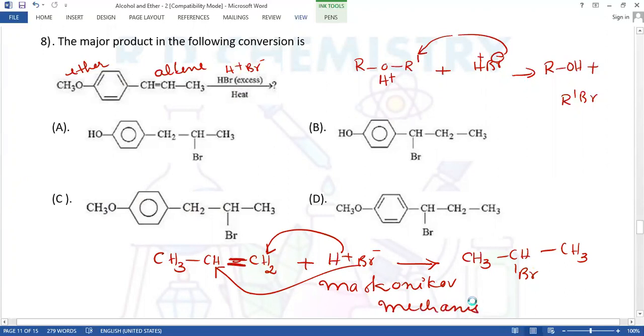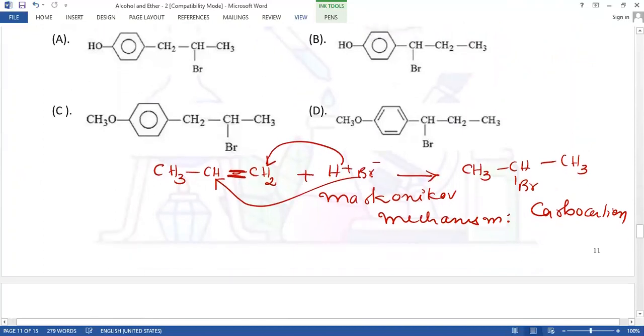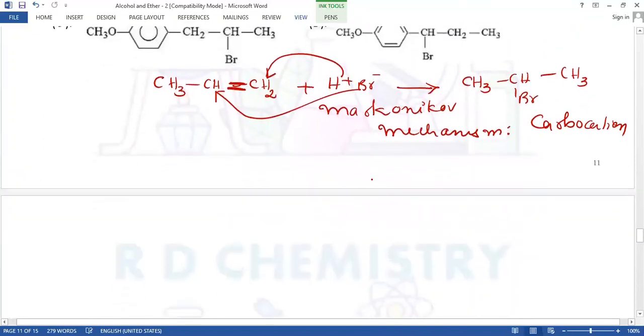What kind of mechanism is involved here? We have a carbocation mechanism. There are three types of carbocations: primary, secondary, and tertiary. Now we have to look for the more stable carbocation, right? So I'll write the reaction separately now.